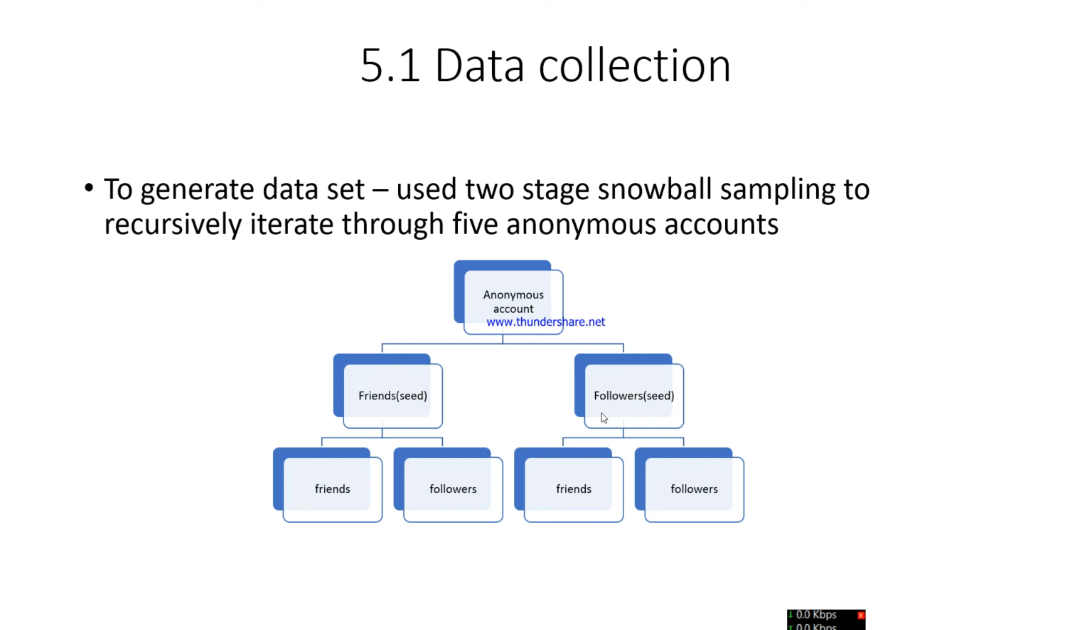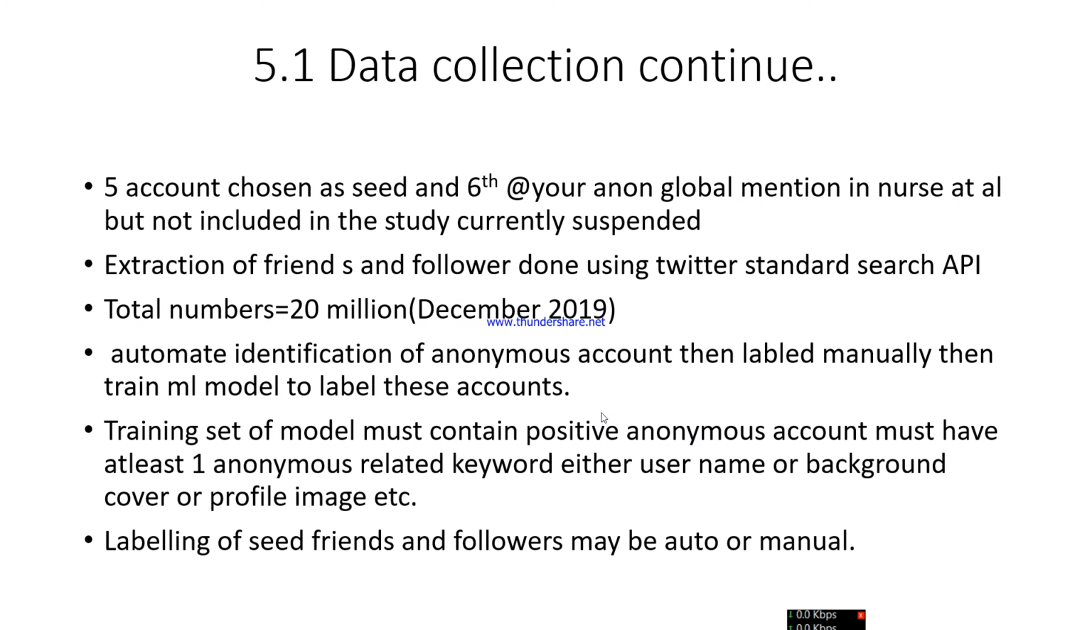We have used two-stage snowball sampling to find five anonymous accounts. We also found a sixth account, but due to Twitter's terms and conditions on privacy, we removed or suspended that account from our research. In two-stage snowball sampling, we first find the anonymous accounts and their friends and followers. After that we find the seed accounts and their friends and followers. So this is the procedure to find the anonymous accounts and collect the data set.